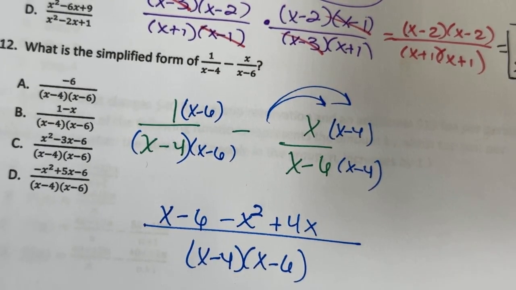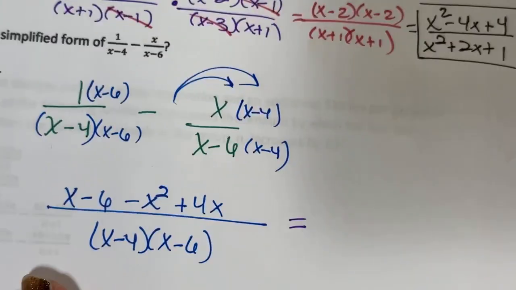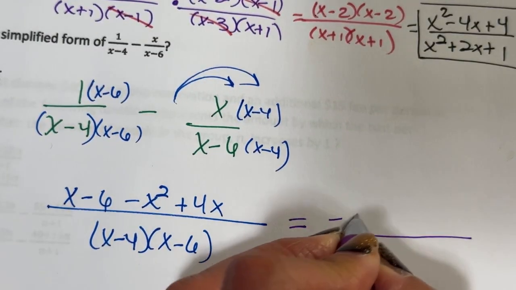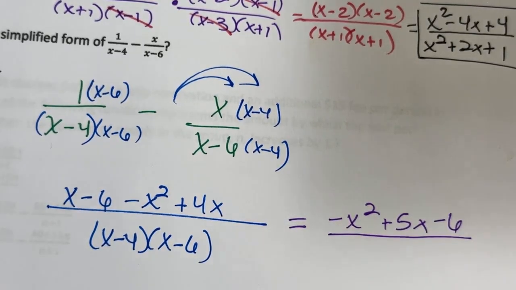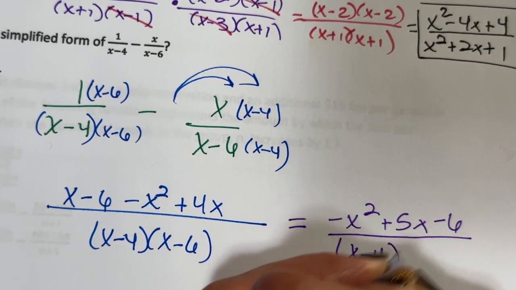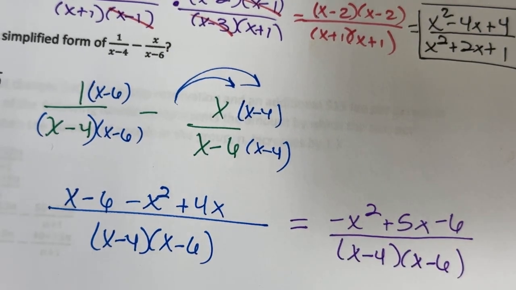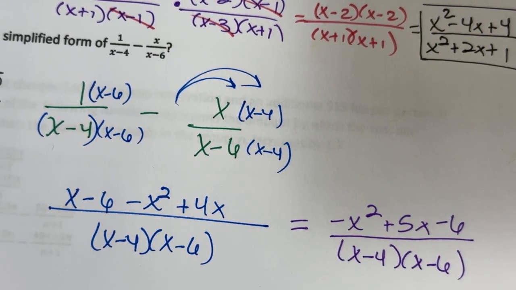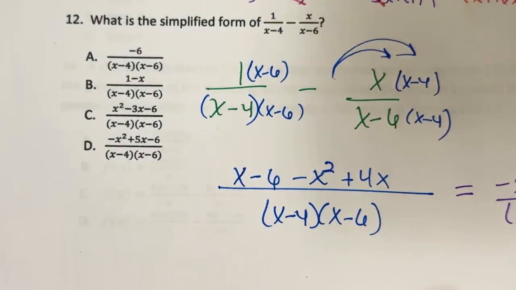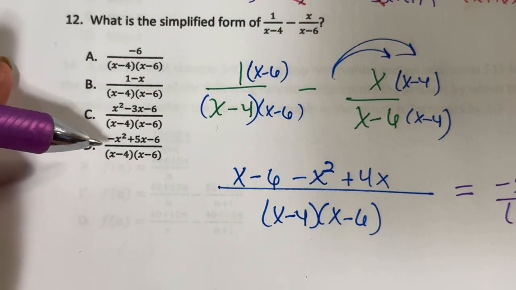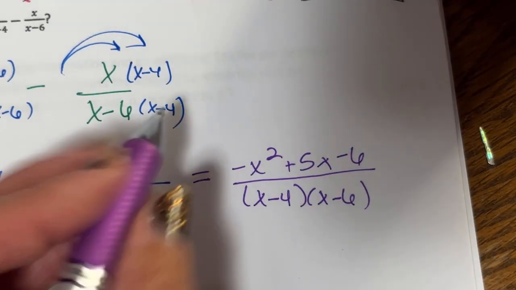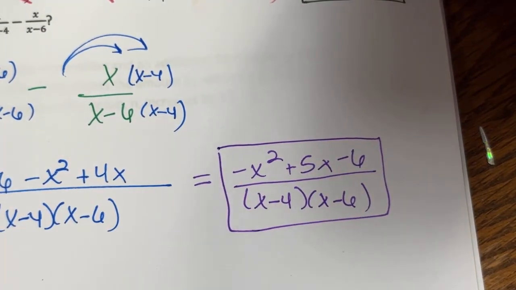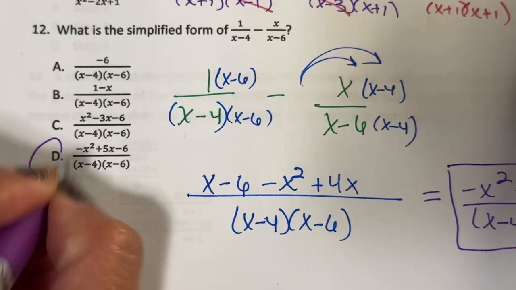Okay, and now we need to combine like terms and write this in standard form. So that's going to be a negative x squared. 1x and 4x is a 5x. And then there's that minus 6. All over x minus 4, x minus 6. The only other thing I would check is to see if anything cancels. But if you look at the answer options, all 4 answer options have x minus 4, x minus 6, which is what we have in the denominator also. So that means nothing's going to cancel. So this is, in fact, the answer. So that means the answer is D.